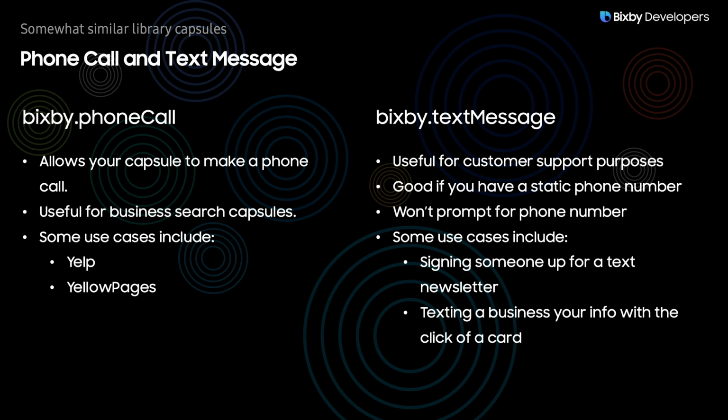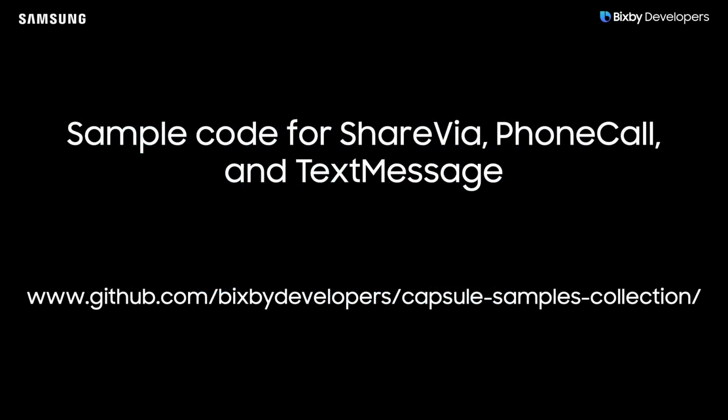The text message capsule also won't prompt for a phone number either, so that's why it's useful if you have a static phone number. A couple use cases for the text message library capsule include signing someone up for a newsletter of sort via text message, or let's say texting a business your info after clicking on a card or something. I created 3 sample capsules for the ShareVia, phone call and text message, and those are all in the same capsule samples collection GitHub repository as the ShareVia one that we were copying and pasting from throughout this video.